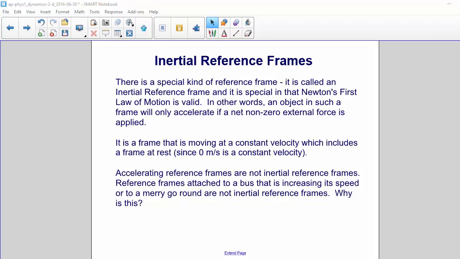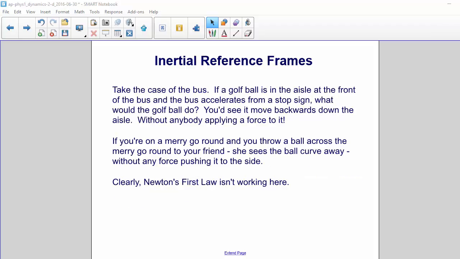Accelerating reference frames are not inertial reference frames. Reference frames attached to a bus that is increasing its speed, or to a merry-go-round are not inertial reference frames. Why is this? Take the case of the bus. If a golf ball is in the aisle at the front of the bus and the bus accelerates from a stop sign, what would the golf ball do? Well, of course, you'd see it move backwards down the aisle without anybody applying a force to it.